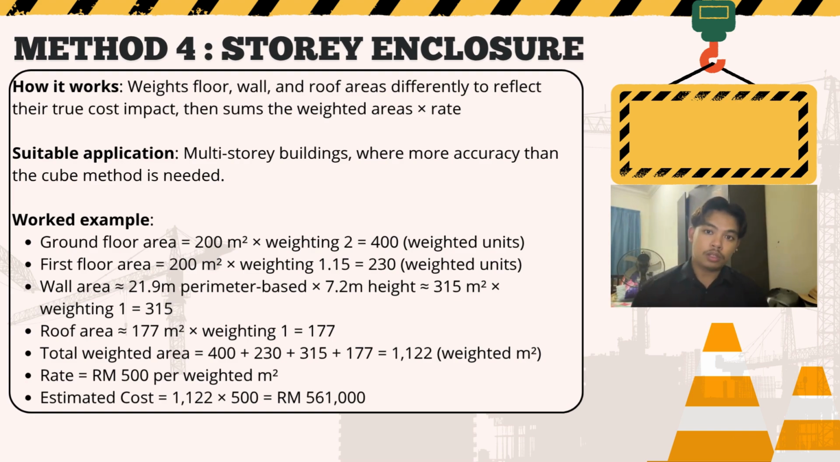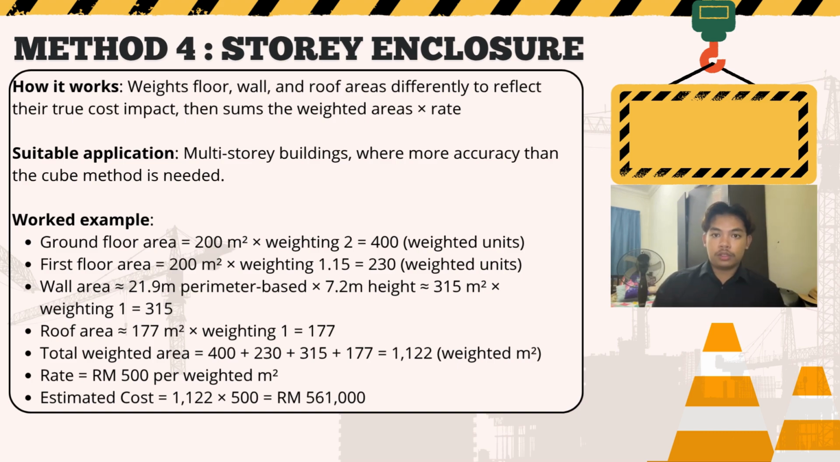So the fourth method is the story enclosure method. This is a more refined version of the cubic method. It recognizes that different building elements cost differently, so it applies different weightings to the ground floor, upper floor, walls and roof before multiplying by a rate. This method suits multi-story buildings where we want more accuracy than the simple cubic method gives us.